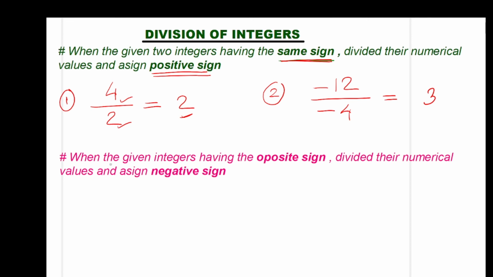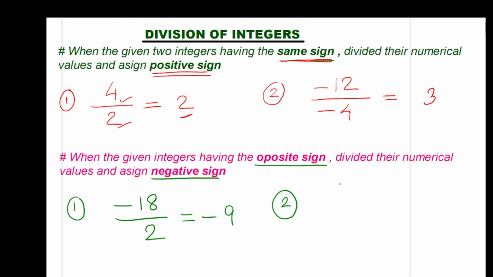Another point: when the given integers have opposite signs, divide their numerical values and assign a negative sign. That means, first example, minus 18 divided by 2. Just divide 18 by 2, it is 9. What symbol do we have to put? Minus. Another example, 36 divided by minus 6. 36 by 6 is 6. We have to put the minus symbol here.